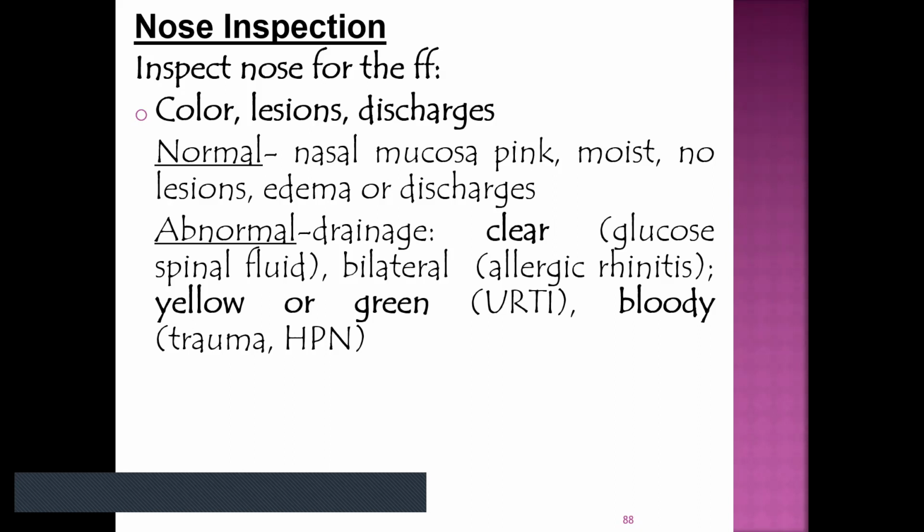Okay, and then bilateral drainage, there might be an allergic rhinitis. If it's yellow or green, there might be what, an upper respiratory tract infection. And then a bloody discharge might come from traumas, any kind of trauma. Might be physical trauma, like for example, you bump your nose, and then hypertension. Sometimes hypertension causes what? Bleeding. So you might want to look into that.